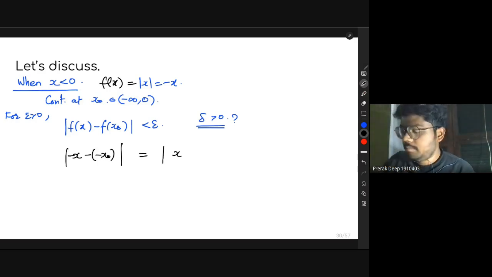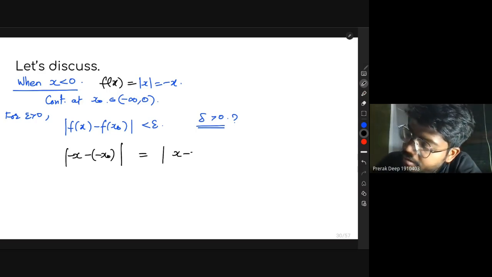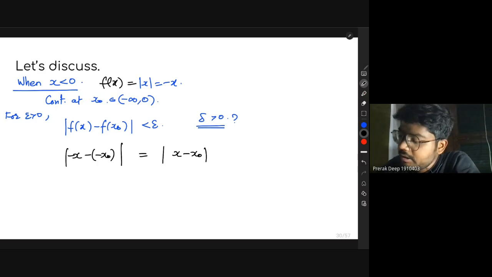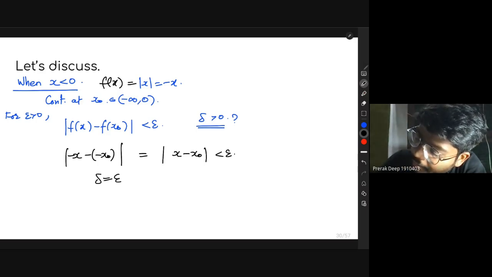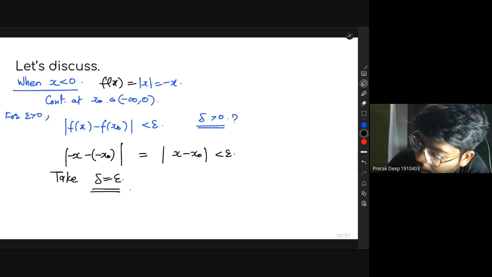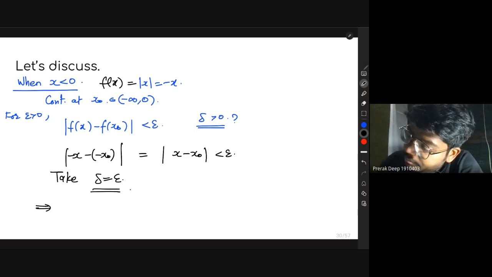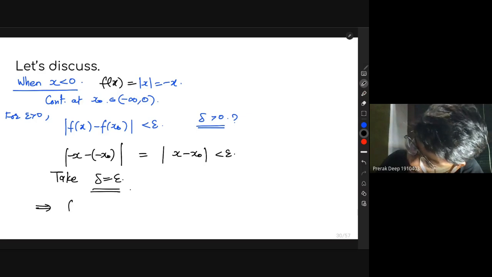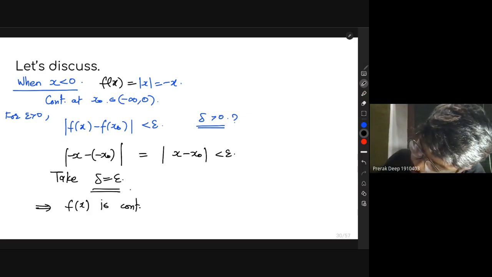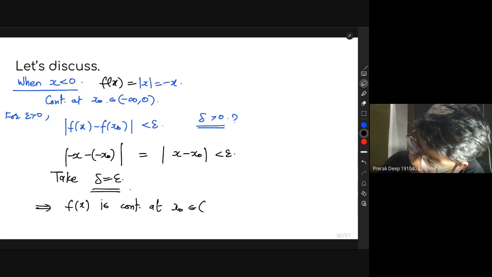This is a bracket I need to use. So it is going to be similar to modulus of x minus x naught. You can just take the minus common and the modulus sign will remove the minus. So this will be true, and this is smaller than epsilon. So again, you take delta to be epsilon, implying that f(x) is continuous at x naught in this domain.